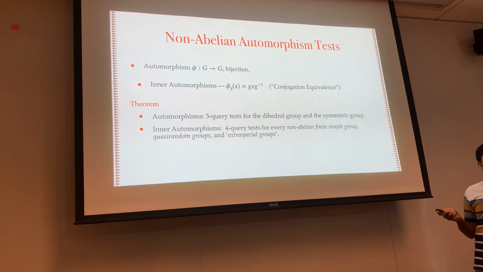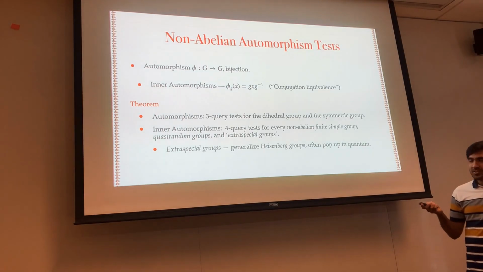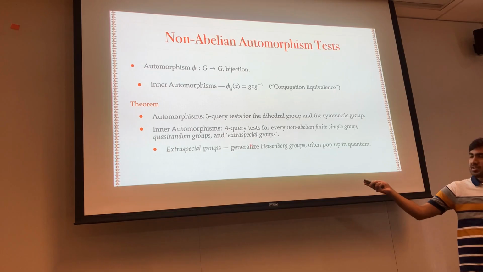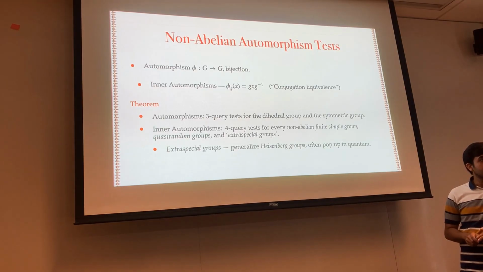So it's polynomially quasi-random, which means that the smallest representation has dimension, let's say, |G| to a constant power, and this family of extra special groups. These generalize Heisenberg groups. If you've seen Heisenberg groups in, like, the Pauli group and so on, the Weyl-Heisenberg group, you've seen this in some quantum literature. So this family generalizes them. These are p-groups. The test makes sure phi is either an inner automorphism or far from an inner automorphism. Yes.